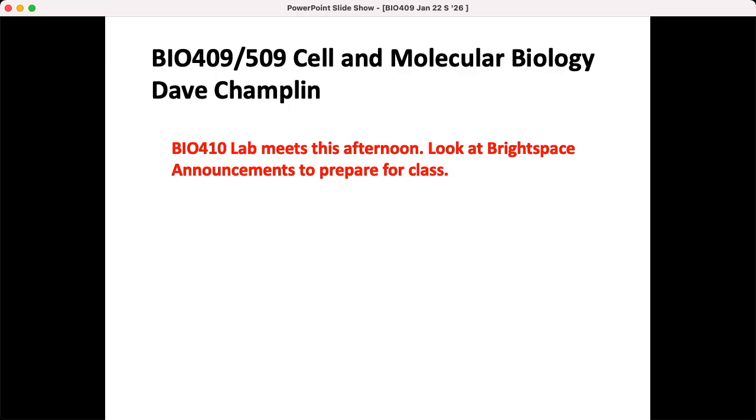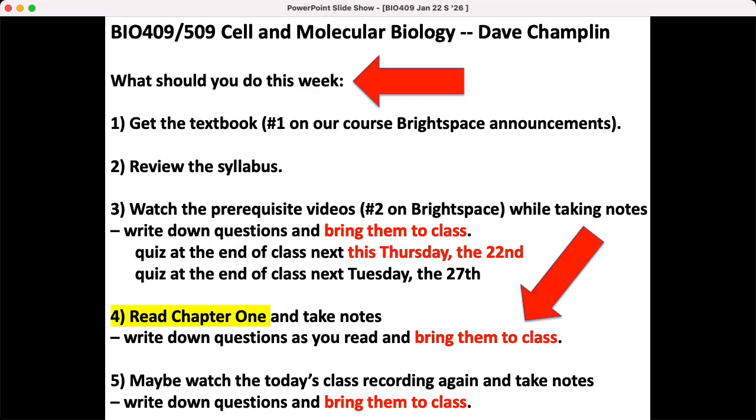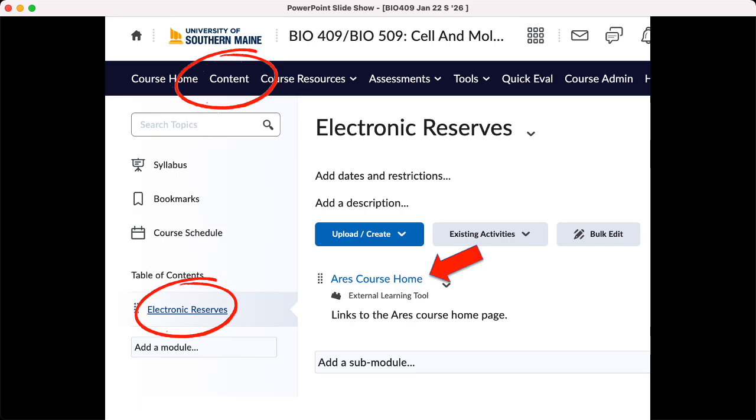And then beyond that, we're starting to look at chapter 1. Everybody has access to chapter 1. I think that's our list of things to get done. And even if you don't have the book quite yet, you have access to the first 2 chapters we're going to read, chapter 1 and chapter 7, on electronic reserve. So that was all described in our first class meeting and in announcements in Brightspace.